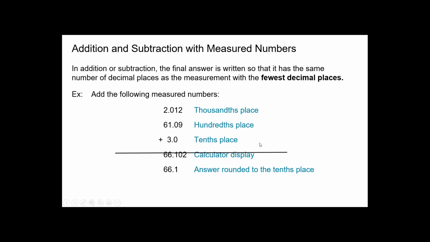So if we plug this in to a calculator, your calculator gives you 66.102. Remember, we're in the tenths place, so if there was a line, you're going to cut it off. 0 is below 5, so we drop it and it's 66.1.